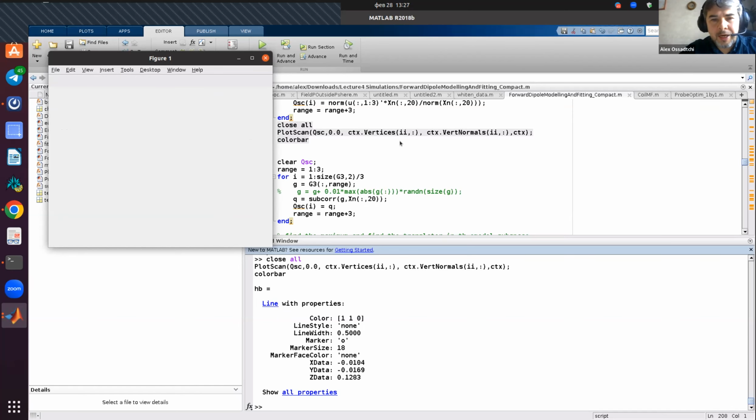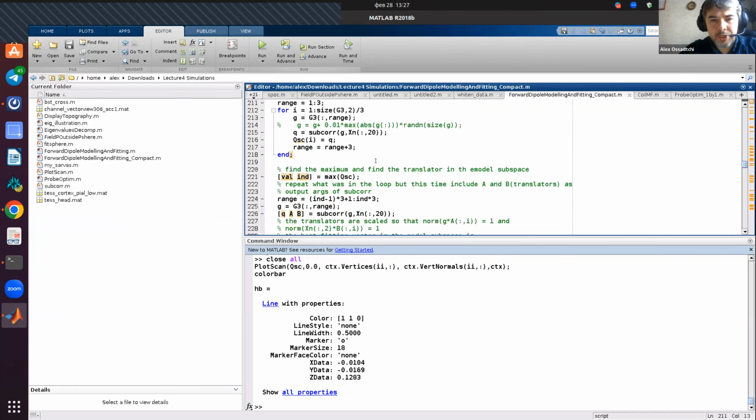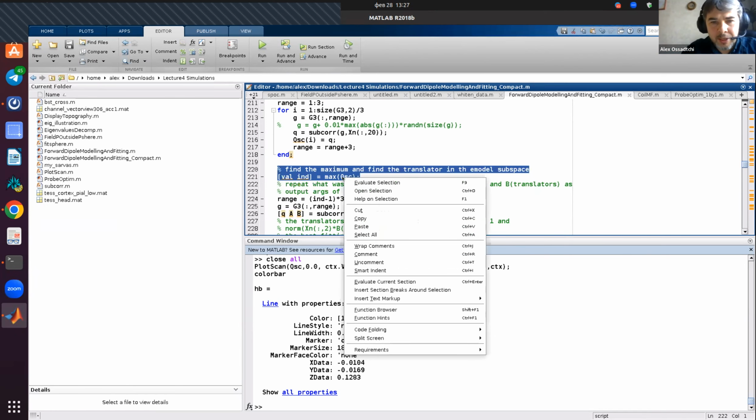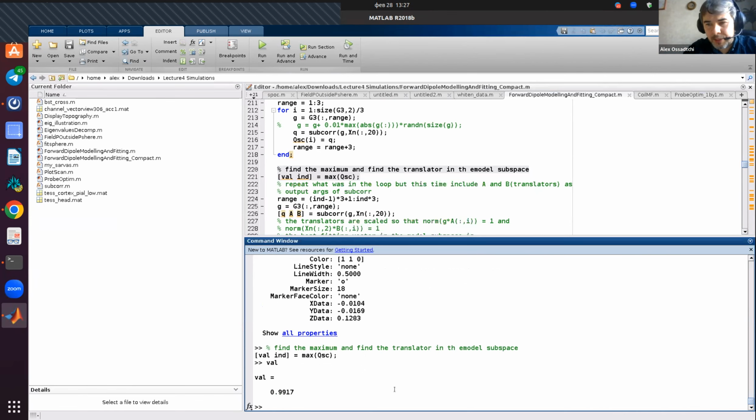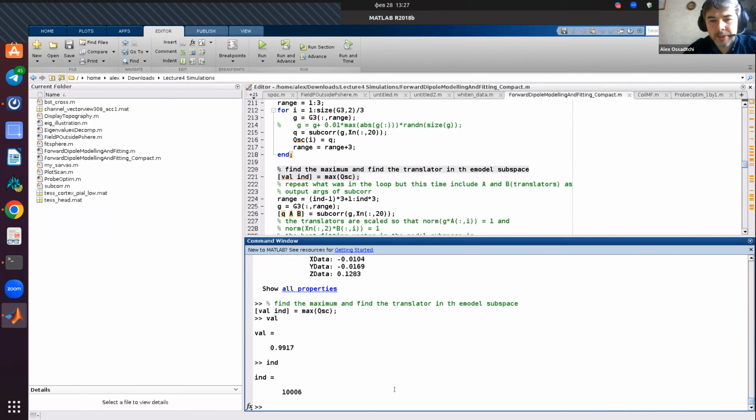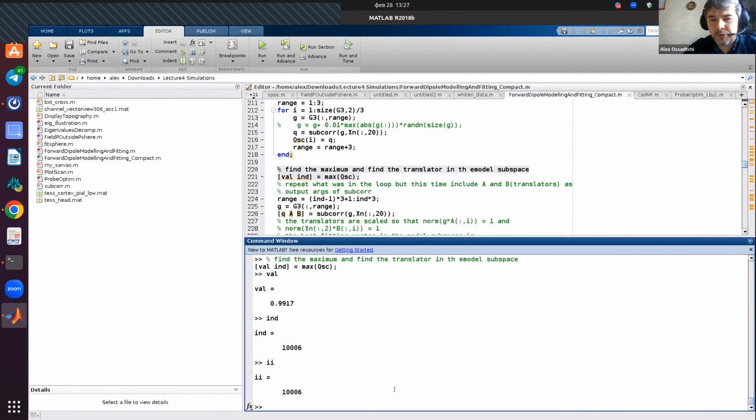So anyway, this is subspace correlation. And now you are finding the maximum, the index. You're finding the index of this peak. So finding the maximum of this MUSIC scan. Okay, you find it, and you find that the value of this maximum is 0.9917, which corresponds to a cosine of a very small angle, right? And the index of this guy is 10,006. And remember, the source index was also 10,006 because we simulated the source and we found it. Well, obviously, because this is a simulation.